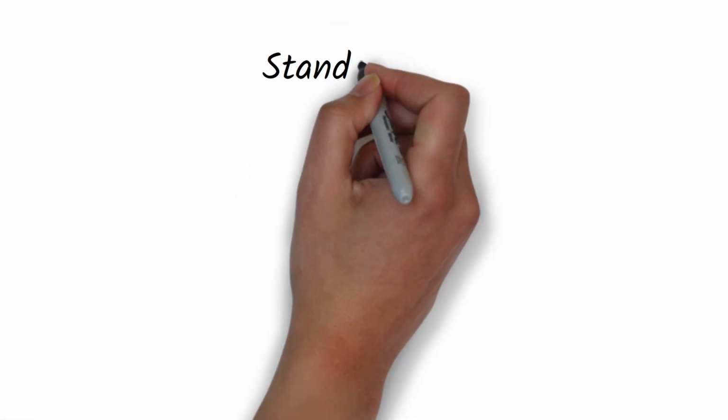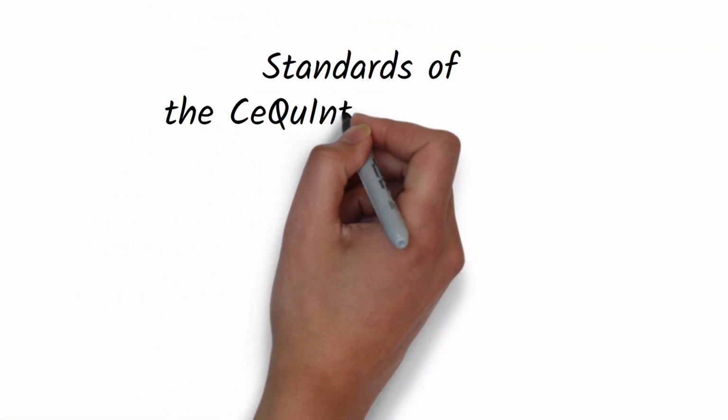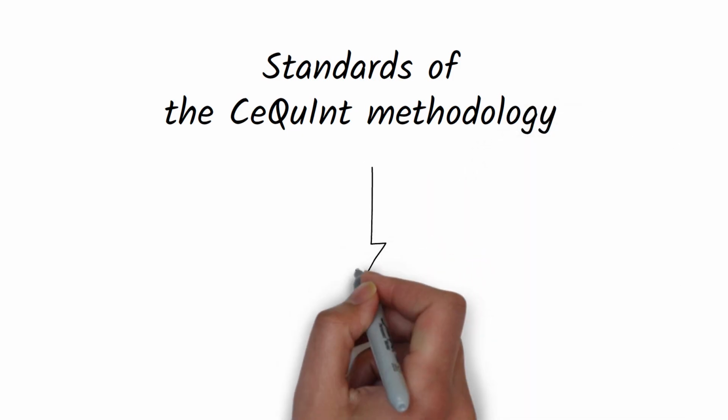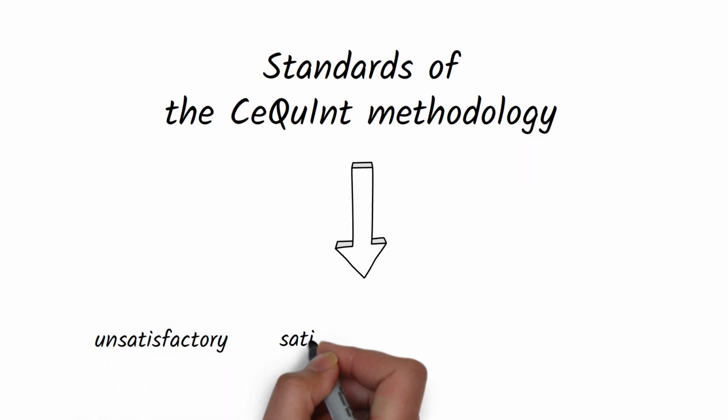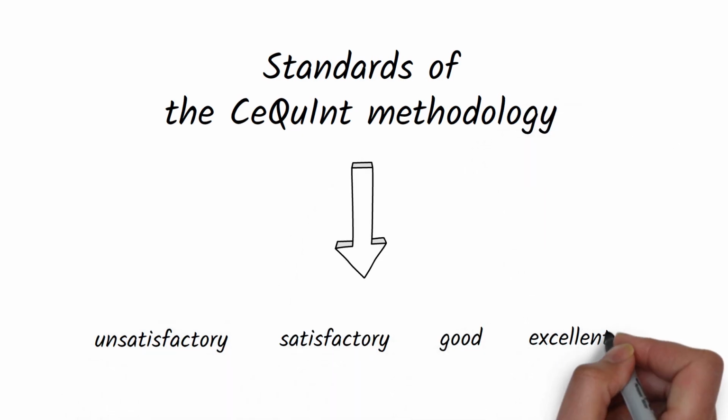These dimensions are reflected in the set of standards of the CequInt methodology. Each standard is assessed on a scale as either unsatisfactory, satisfactory, good, or excellent. A program or institution receives the certificate for quality in internationalization when at least 3 standards are assessed as good or excellent and no standard is assessed as unsatisfactory.